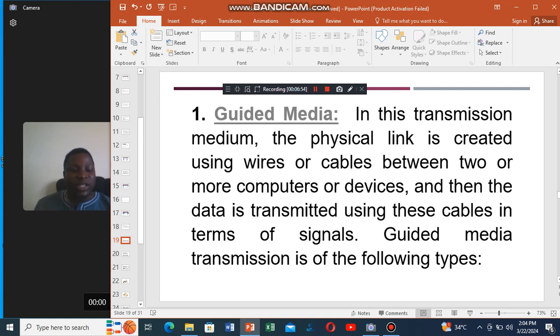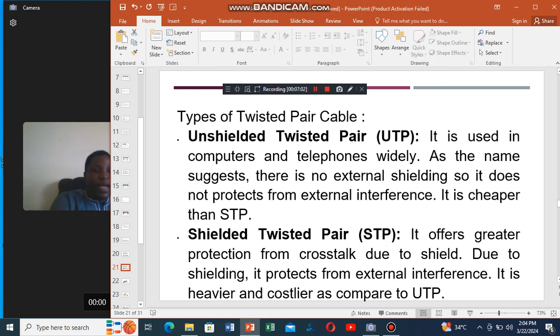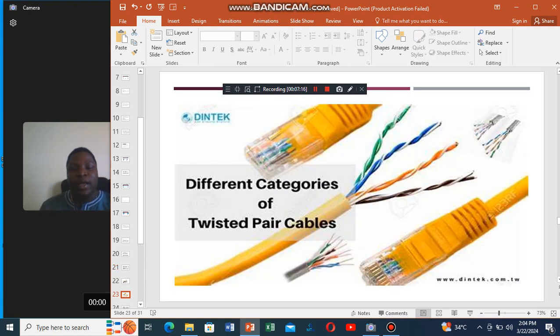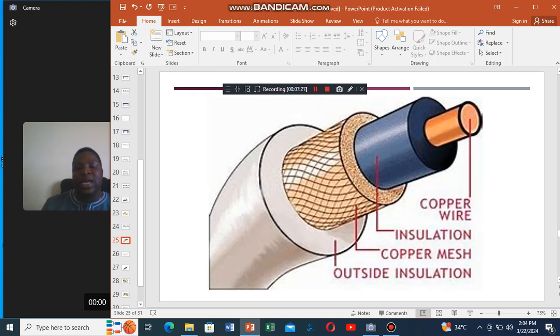Guided media transmission is of the following types. We have twisted pair cable, under which we have unshielded twisted pair cables and shielded twisted pair cables. These are examples of twisted pair cables. Then we have coaxial cables, which consist of a solid wire core surrounded by one or more foil or wire shields. This is an example of it, with a picture showing the layers and the labelings.